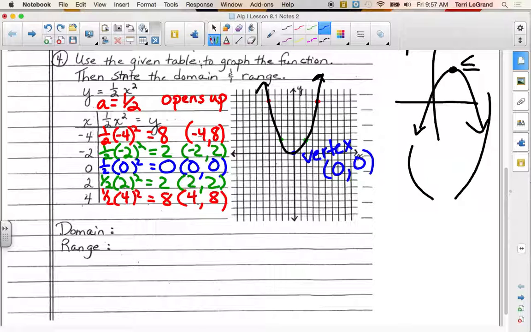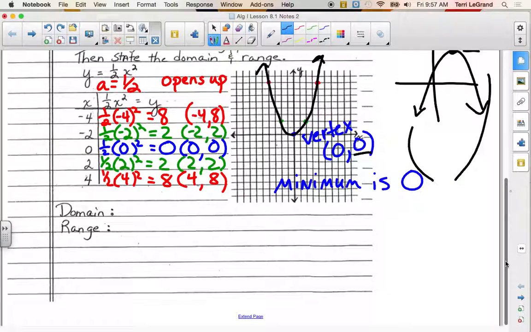The minimum is 0. The y value of the vertex. Okay, what's the highest or lowest it goes? Minimum says lowest, maximum says highest.